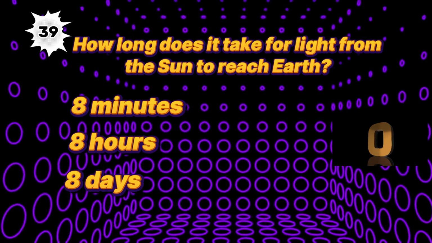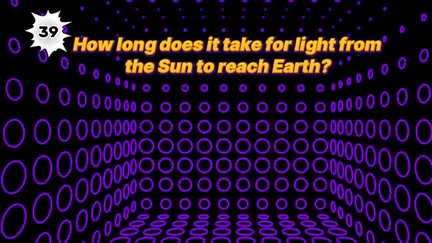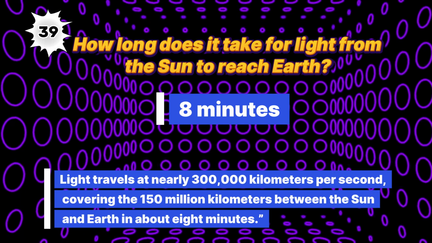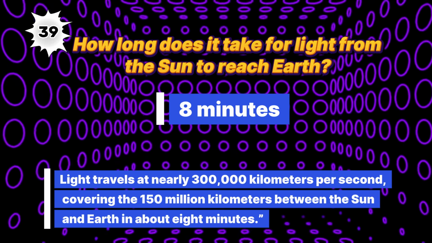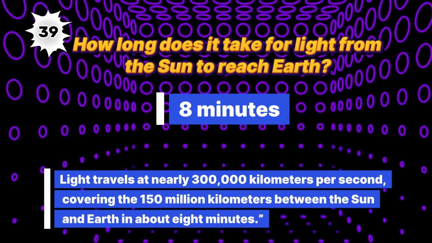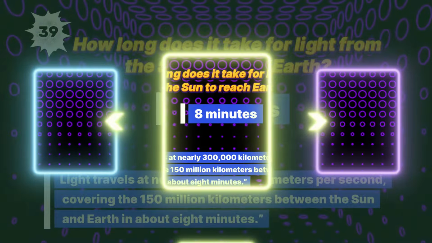The right answer is definitely 8 minutes. Light travels at nearly 300,000 kilometers per second, covering the 150 million kilometers between the Sun and Earth in about 8 minutes.